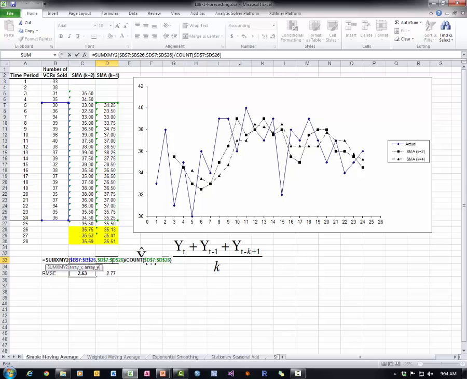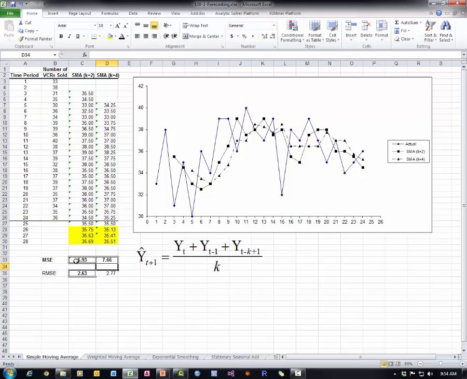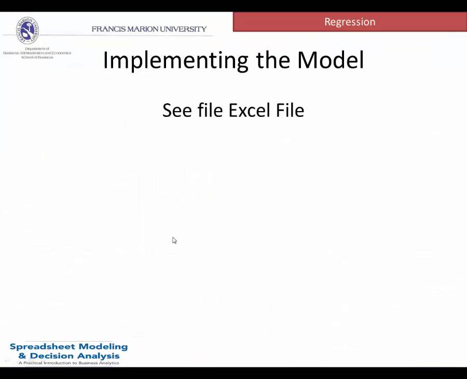And again, your mean squared error is 7.66, your root mean square is 2.77. Essentially what we are saying here is this 2.63 is this forecast on average is going to be off. The predicted value is going to be off by 2.63 VCRs. Since we are looking at VCRs, we are saying it's going to be off by 2.63 VCRs. So this is your simplest and the easiest forecasting method, which is simple moving average.